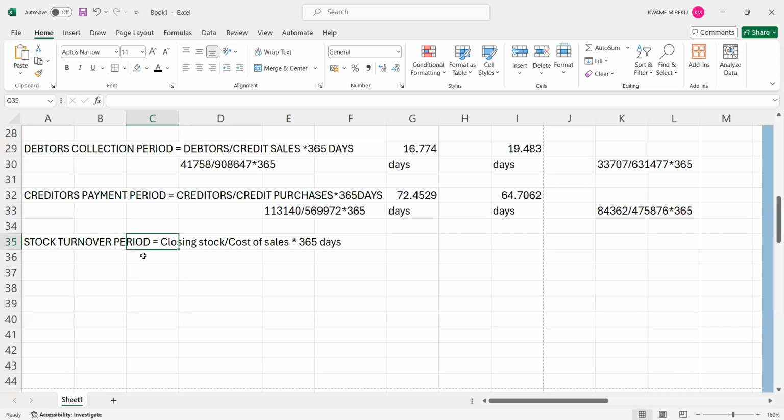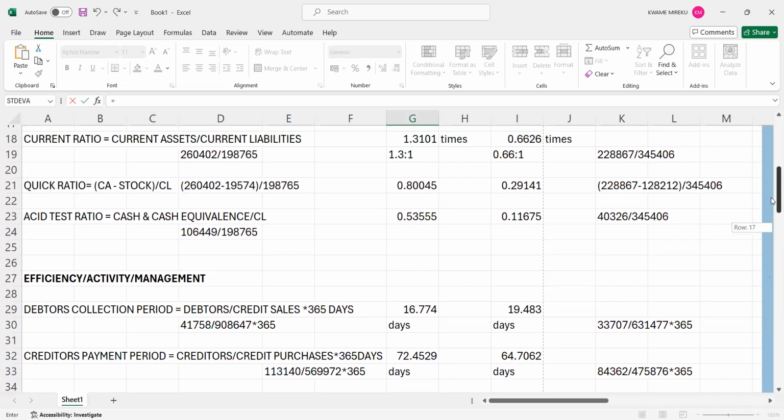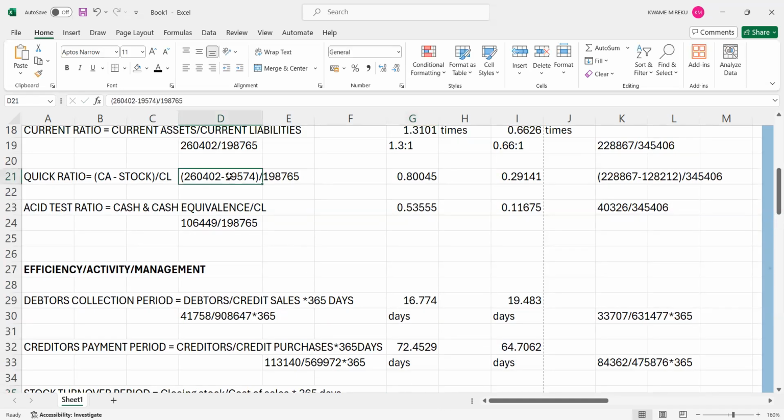So focus on the closing stock for each of the periods. And this is measured in days. So here we go and take the closing stock. That will be the inventory in the balance sheets. But I can get it from here. Remember when we did the quick ratio, we deducted the stock. It is 101 for 2023, the closing stock inventory.